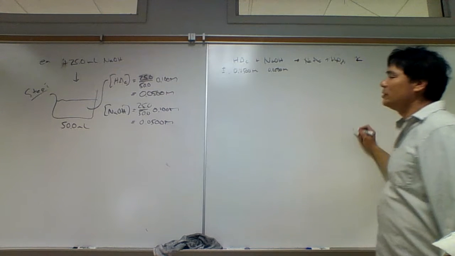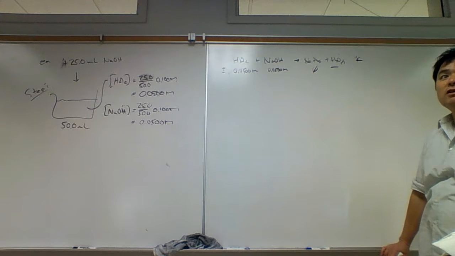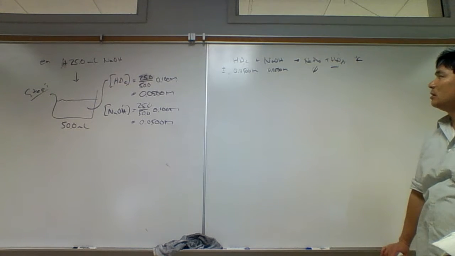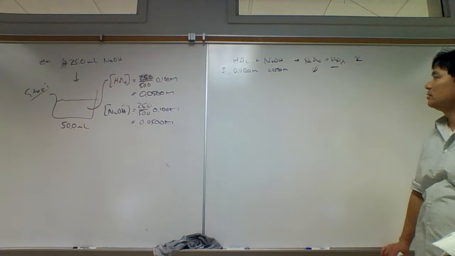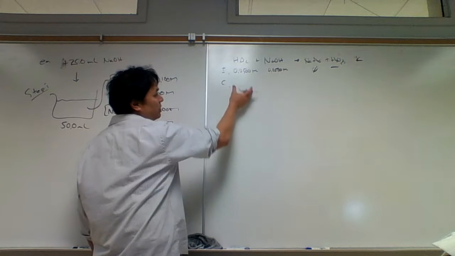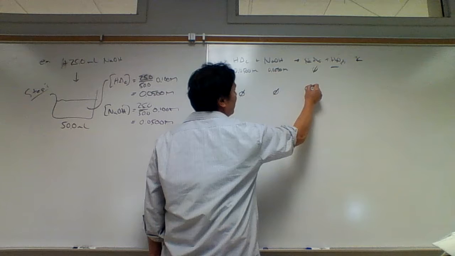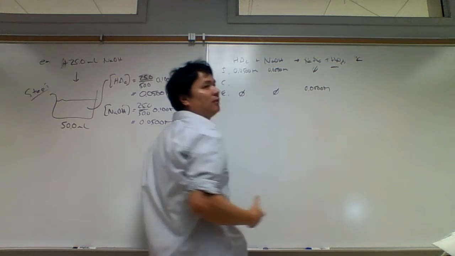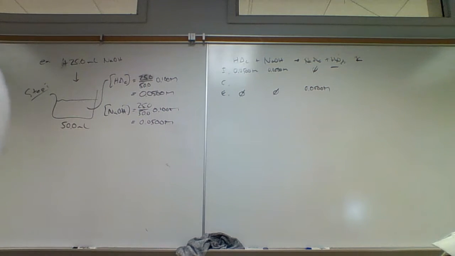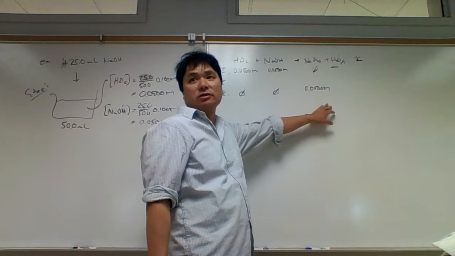K for this reaction is going to be what? Very large, very, very large, or very, very, very large? Very, very large. Since it's large, it's going to react to completion. This is stoichiometric, so this is going to go 0, 0, 0.0500. So we're not left with a buffer in this case. What are we left with? We're left with sodium acetate solution, which we call a base solution, a weak base.